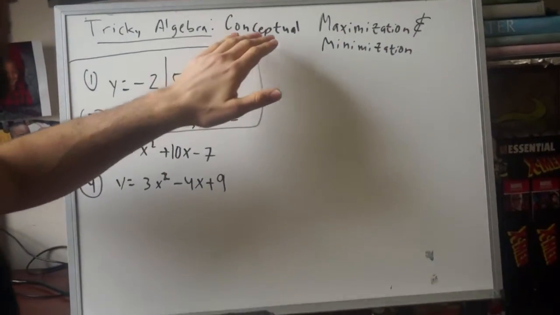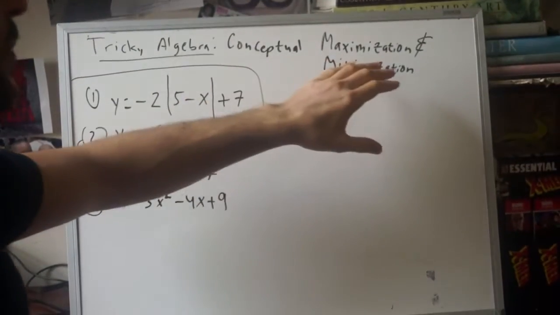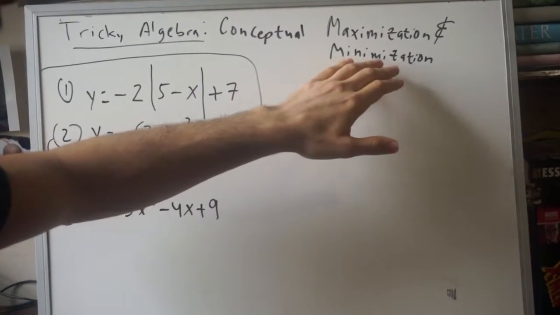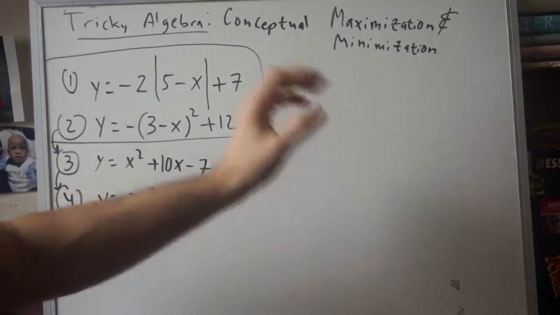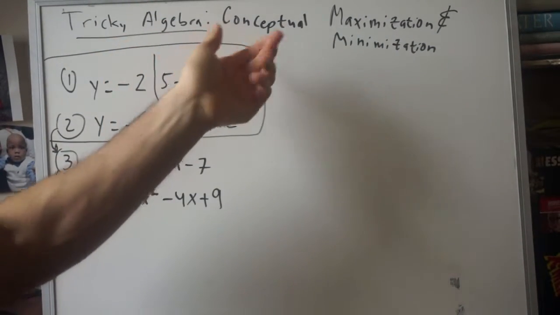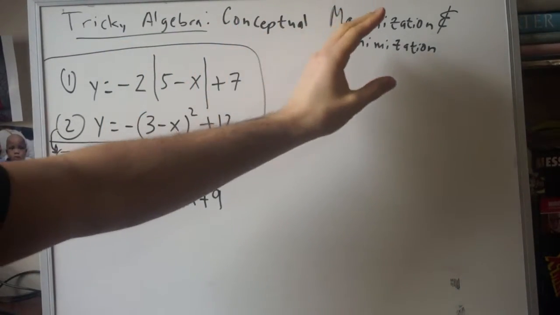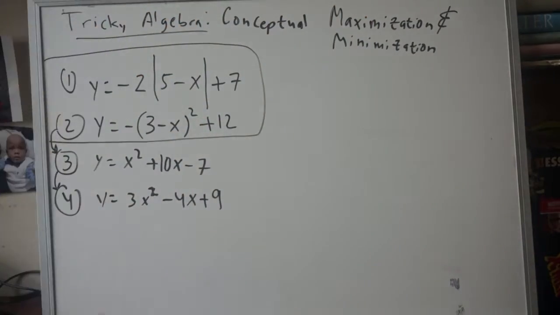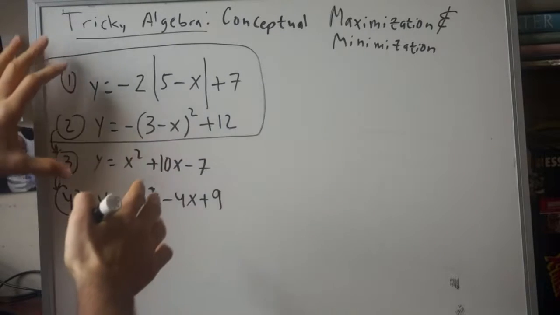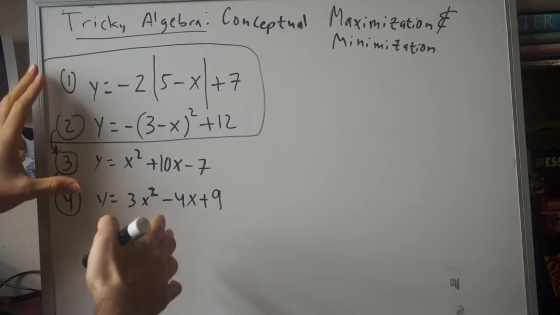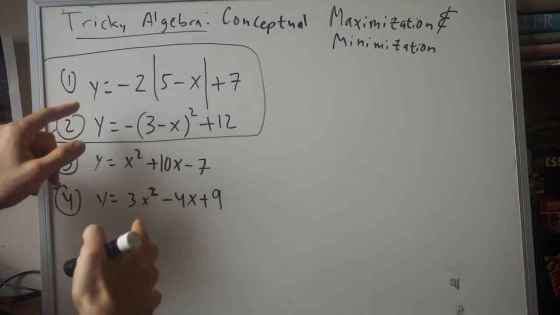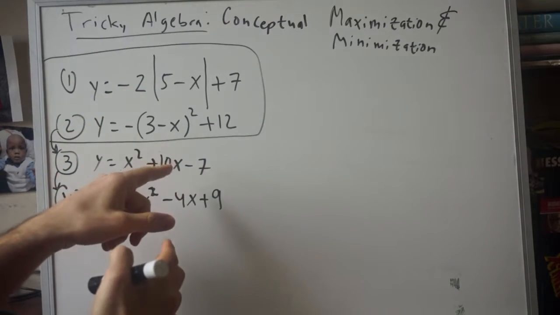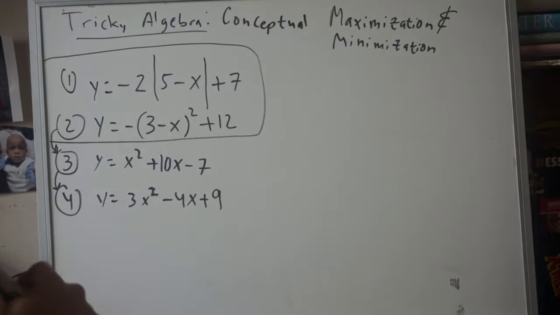I'm titling this conceptual because oftentimes when you need to maximize or minimize something, you have to do a lot of work. And here it's the case that if you can just see the concept, you can do this very quickly with almost no work, although some of the later examples will have some work. All right, so in these problems, your goal is to maximize y. In other words, what should you plug in for x to get the highest y value?